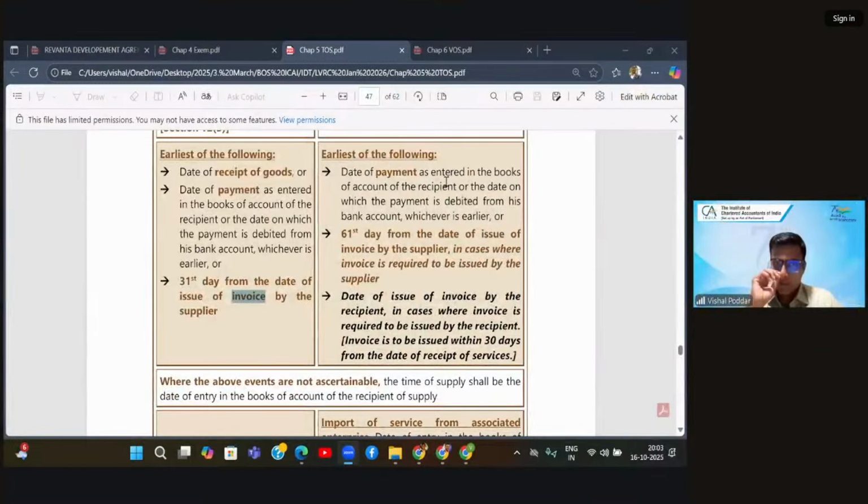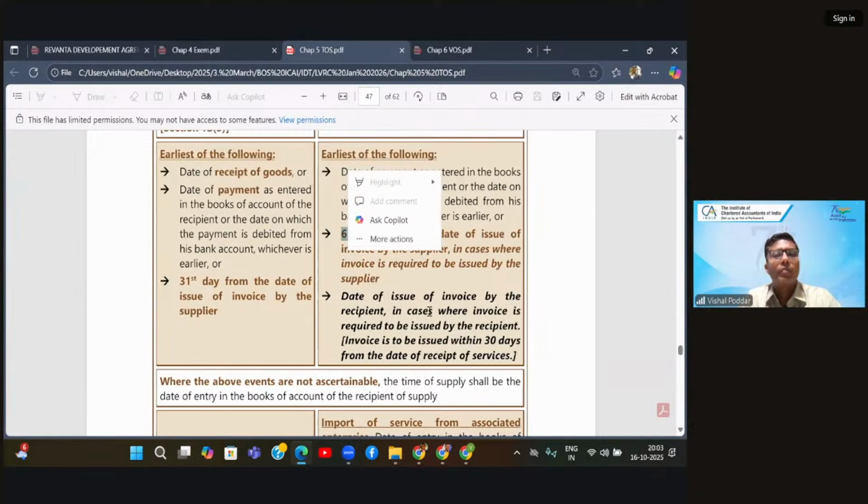What is the date by which the company has to pay tax? The company has to pay tax on the earliest of the dates. First is date on which the company has made payment for these services. Next, 61st day from the date of issue of the invoice or document. Again, if my supplier is unregistered, the supplier may not be giving a tax invoice or any document. And then the third date, which is an amendment, which was not there originally, the date of issue of invoice by the recipient. In case where invoice is required to be issued by the recipient, invoice is to be issued within 30 days from the date of receipt of service.